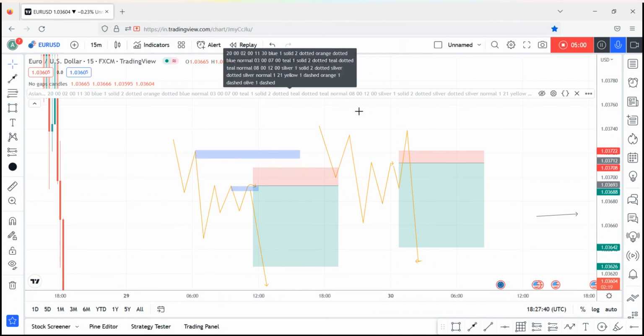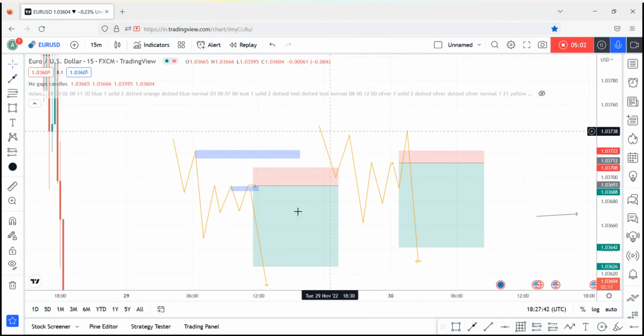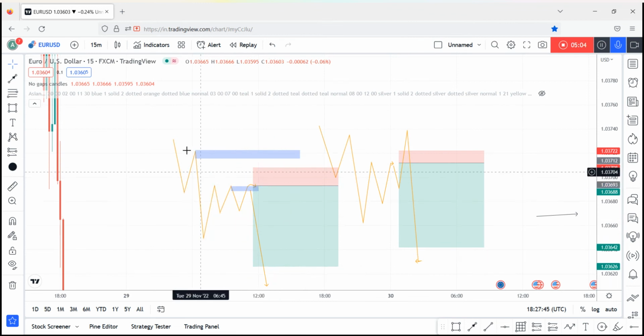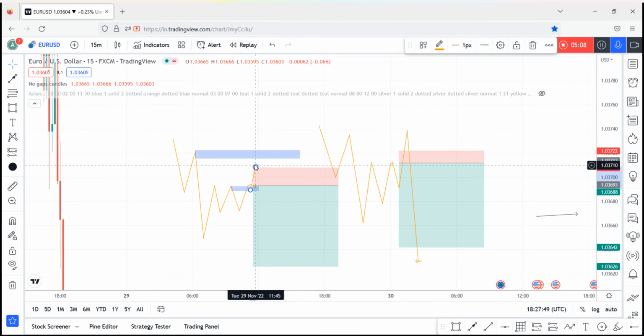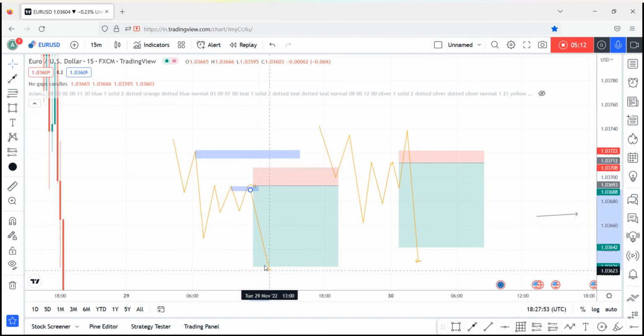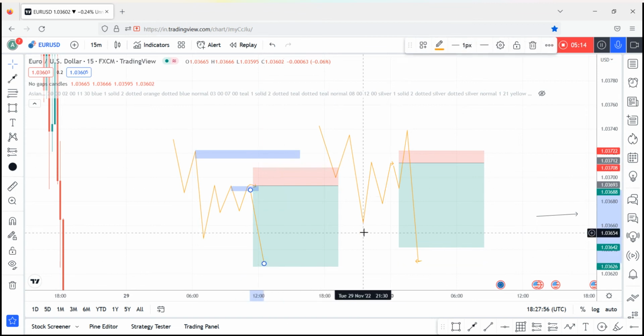In the next chapters I will let you know about the entry types, how you can enter. Sometimes what happens is your order block is here, and the market just moves like this and does not touch your order block, and moves like this. So this is an entry type, I will let you know in the next chapter.